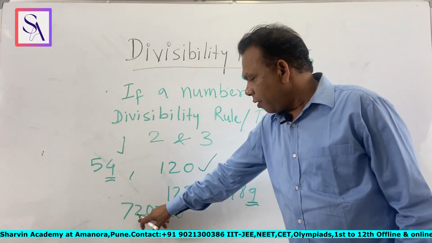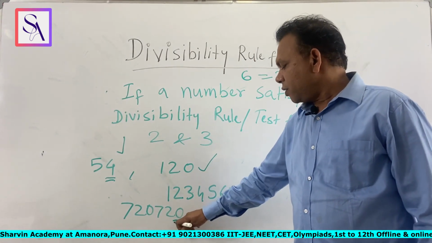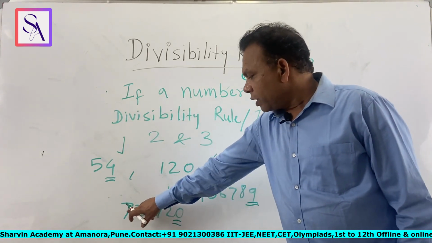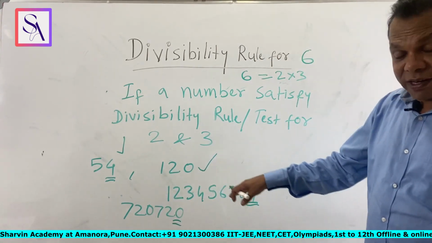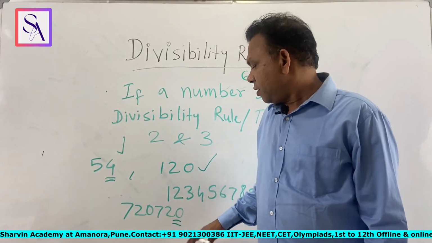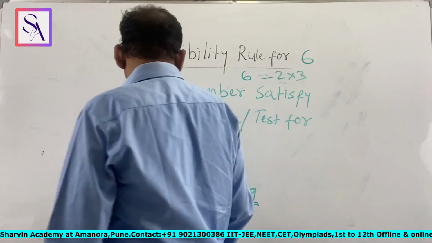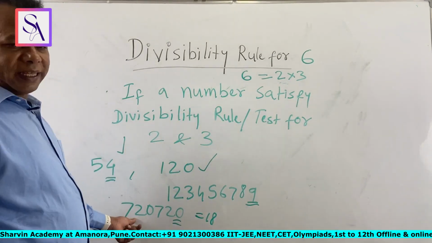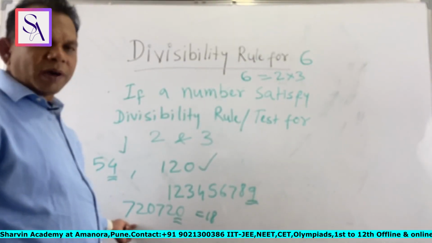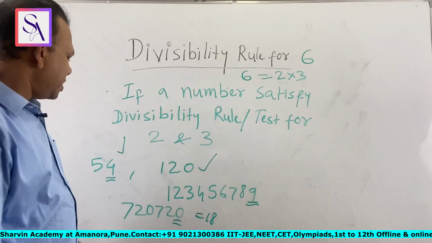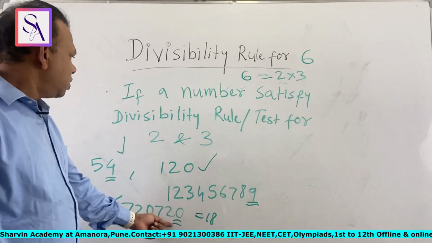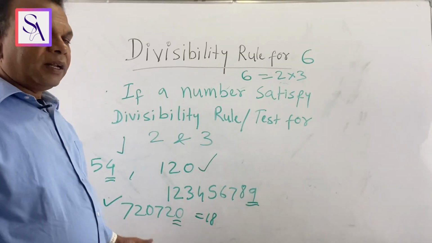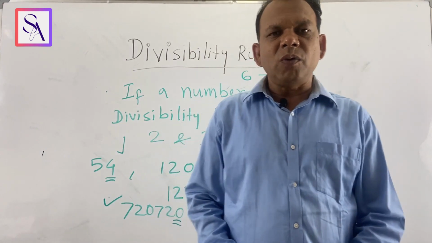Our magic number 720, last digit is 0, which is even. Hence it is divisible by 2. And we know that addition of all these digits is 18, and 18 is divisible by 3. We have seen that this number is divisible by 3. Hence this number is divisible by 6 as well, because 2 and 3 tests are satisfied here. This is about divisibility rule of 6.